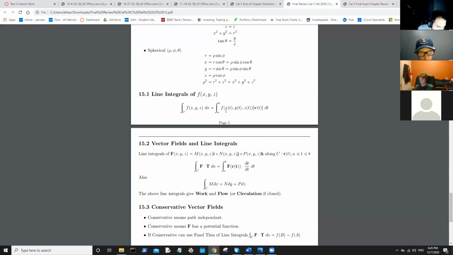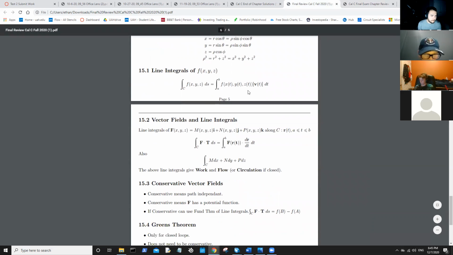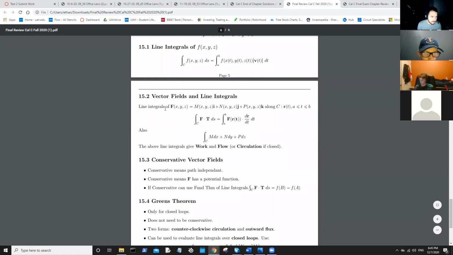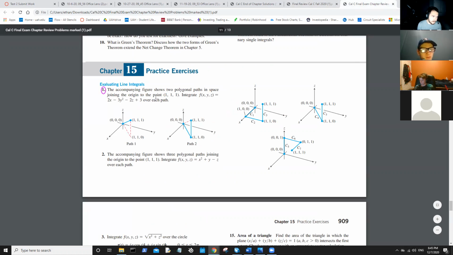I just forgot what that is. So, line integrals of f of x, y, z. Line integrals, I guess this is of a field or something. Yeah, that's what it looks like. Well, this is the easier one, it looks like. So we'll start with this one.